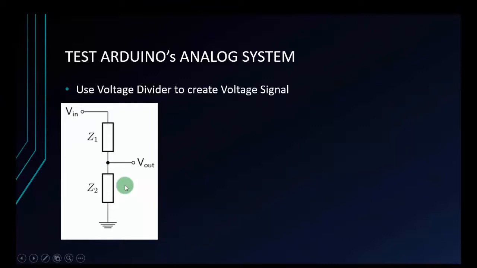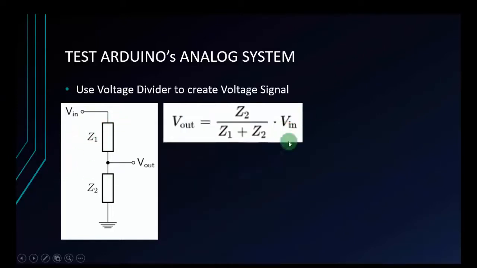Here, this is the voltage divider. I have 2 resistors: the first is Z1 and the second is Z2. Z1 is connected to V-in and the other one is connected to ground, and between Z1 and Z2 is the V-out. When you connect like this, you can get the V-out voltage you want by changing the values of the 2 resistors. This is the formula to calculate the V-out: V-out is Z2 divided by Z1 plus Z2, all multiplied by V-in.